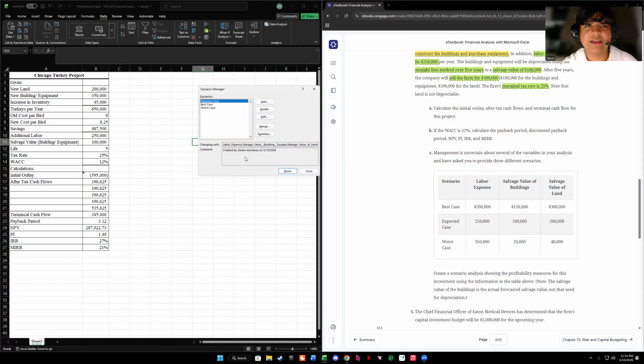All right, and now we have the different scenarios. We can just click on one. So this is our expected case. If you click on it and then click show, as you can see, it changes all of the cash flows and different metrics we have here. It basically just shows management different scenarios and how they would affect the different things you want to see.